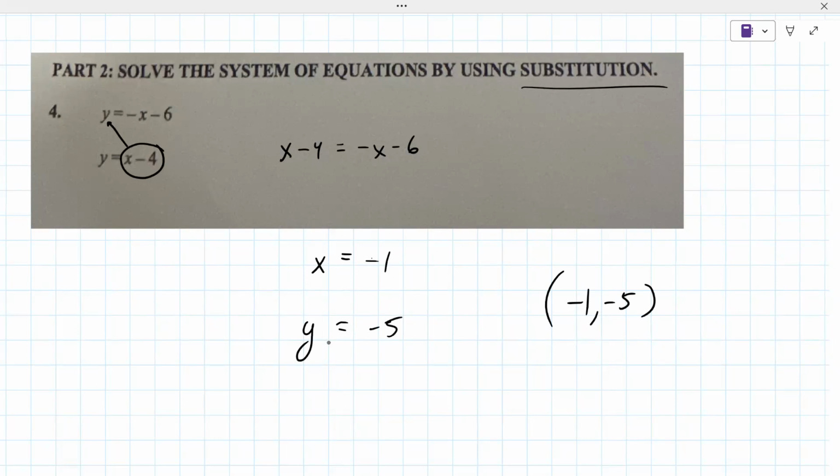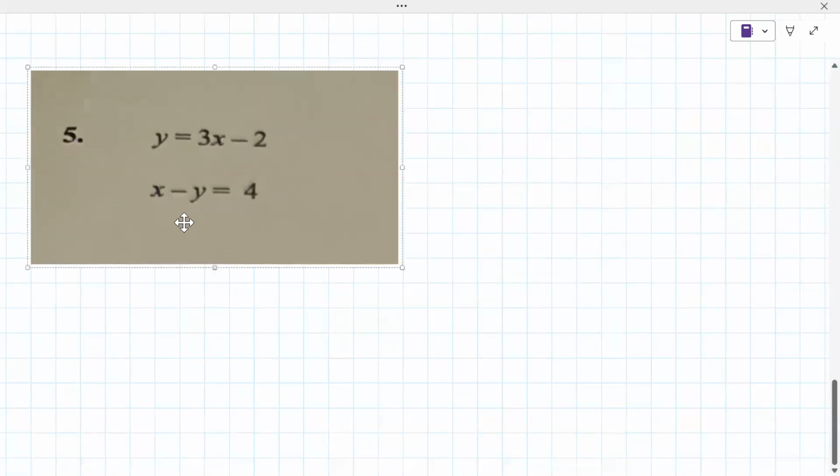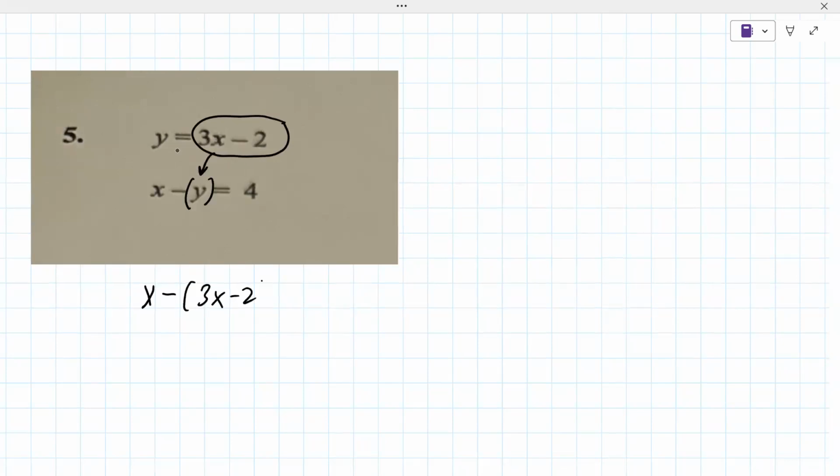And then our solution does work. Okay, for number 5, you have some options here. Elimination, you need one variable either already solved for or you can easily solve for. Since y is already solved for, that's the best choice, but the variable is really treated as in parentheses. So when you substitute it in, you really want to include those parentheses.